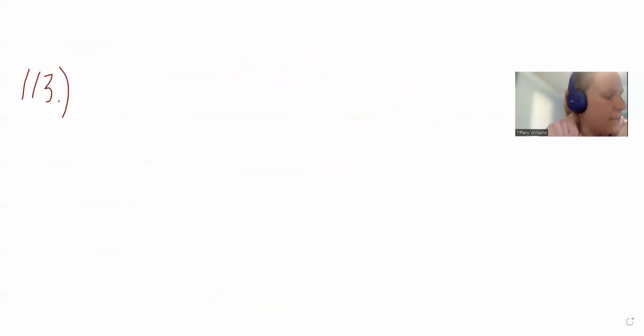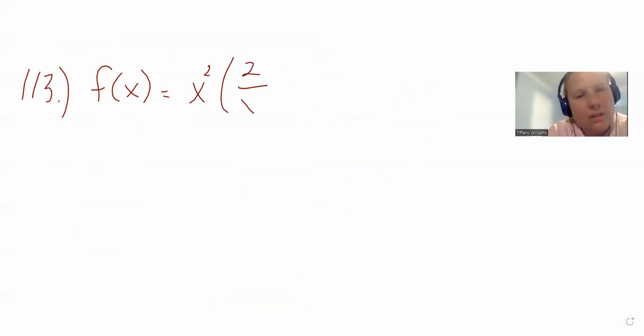Same directions, we're asked to find the derivative. They give us f of x equals x squared times 2 over x squared plus 5 over x cubed.